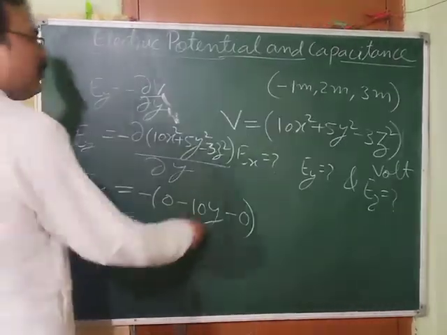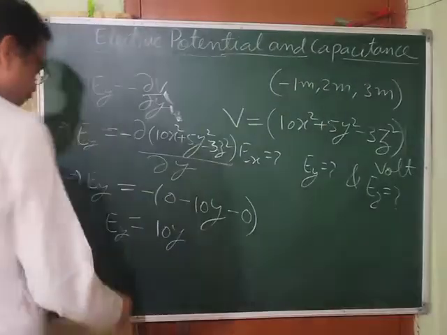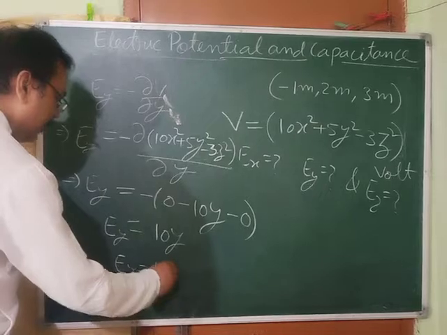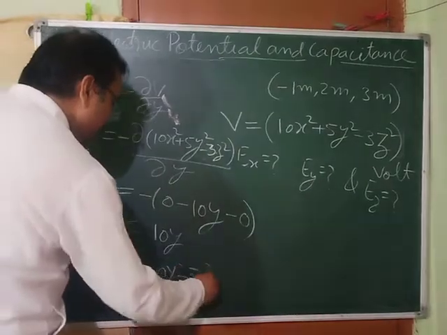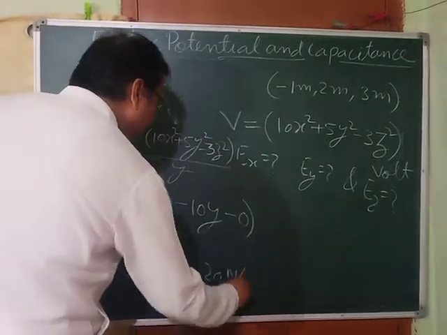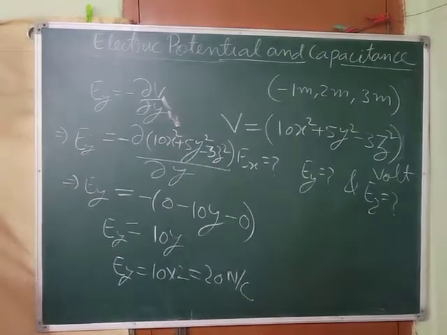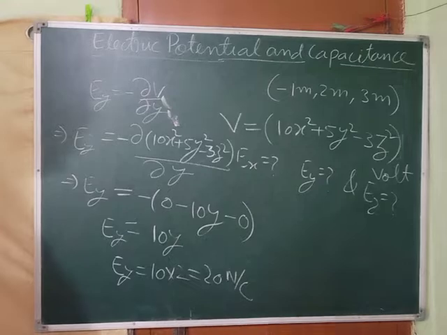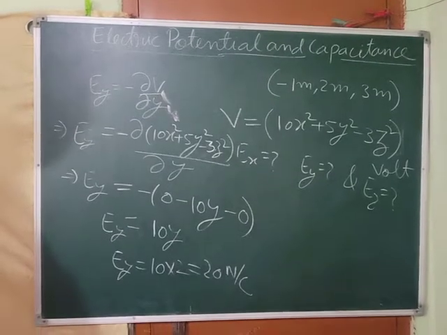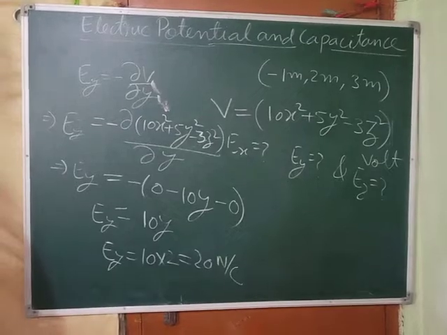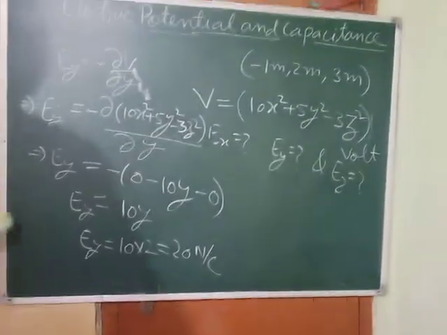Now, what is the value of y at this point? You can see it is 2 meter. So we will get Ey is equal to 10 into 2. That is 20 Newton per Coulomb. So you got the value of Ey. Just note it down so that we can go for the Z component. Now we can go for the Z component.